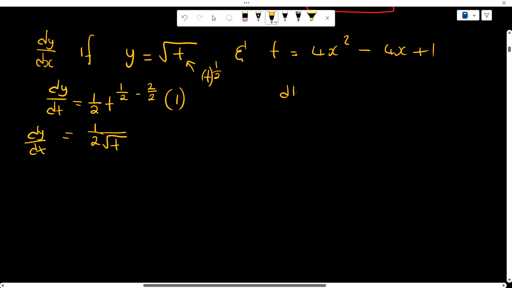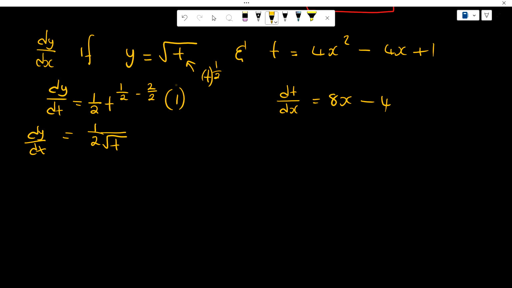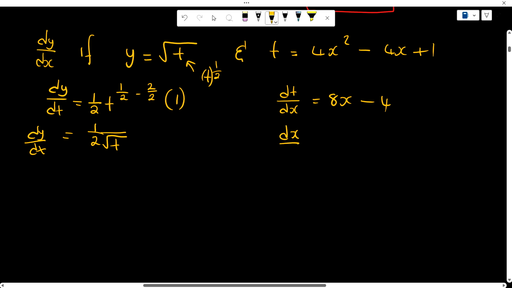Okay, now let's find dt/dx. Well, here this is simple. You're gonna use the power rule, 8x minus 4, right? And here they wanted dy/dx, right? So meaning I have to flip this one around here. If I have dx/dt, that will mean that I also have to flip this one around, which is 8x, or rather 1 over 8x minus 4. Then I can multiply dy/dt with dx.